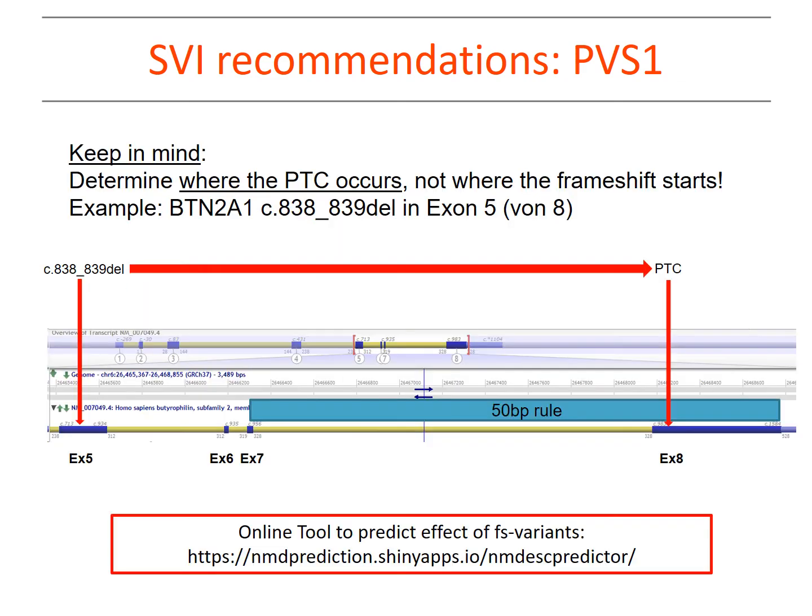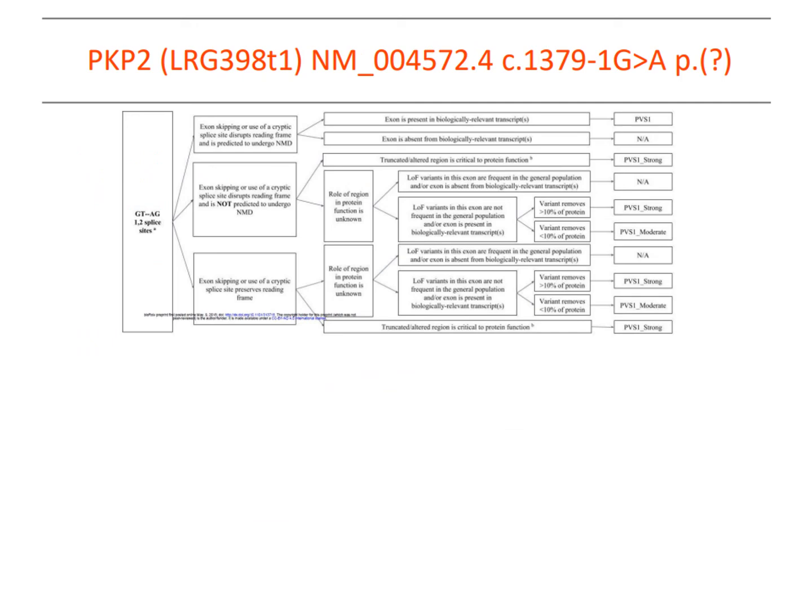I will give you an example of how you can do it. Due to time limitations, I will not go into details. For example, for the PKP2 gene, there is a splice variant, c.1379-1G>A. I want to demonstrate how we would answer this question. Again, as I said, you should follow this decision tree.